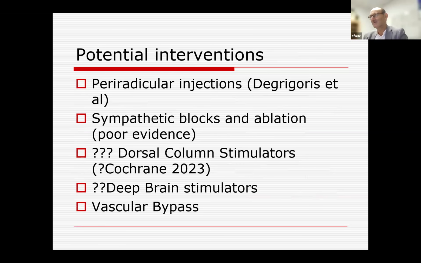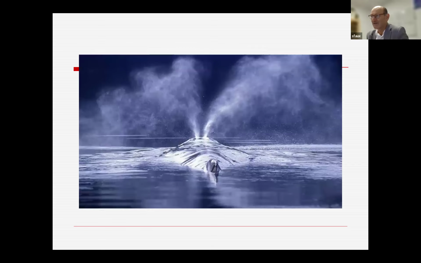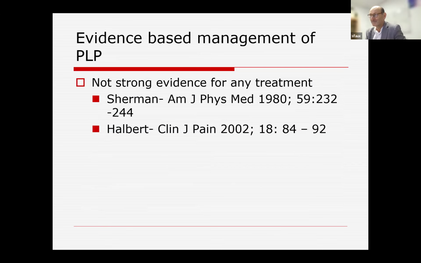So what are the potential interventions? Sometimes a periradicular block can be helpful if the pain, phantom limb pain or stump pain, is coming from a compressed nerve root. Sympathetic blocks don't really work. Dorsal column stimulators do not work. Deep brain stimulators do not work. Vascular bypass can work if there's claudication as a major problem. So that's a bit of food for thought. Makes you think, have we come very far?